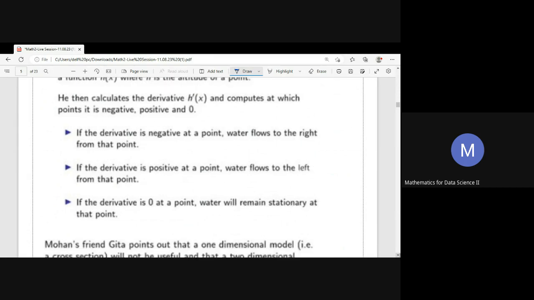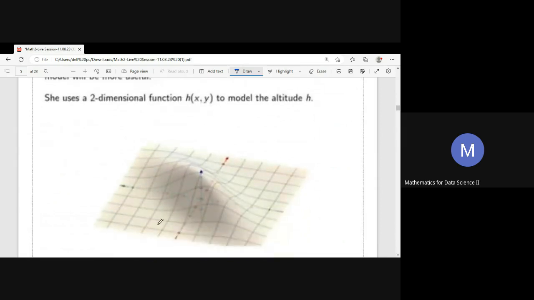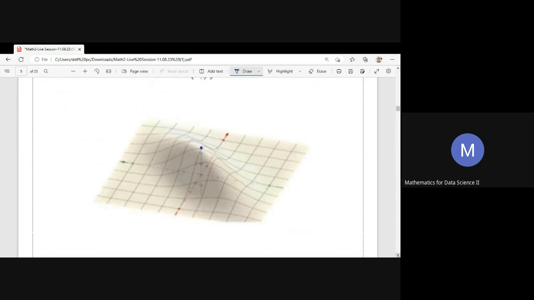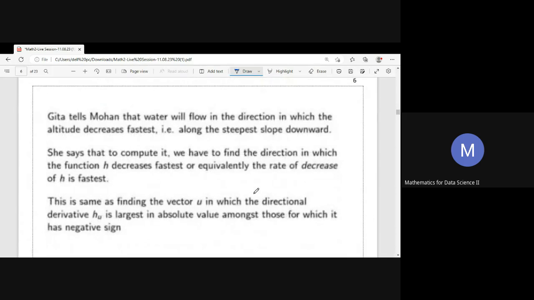But then a friend suggests that a 2D structure is not sufficient. You need a 3D figure like this. Now you have a structure of a hill, so the water can flow in this direction, this, or this. There are several possibilities in which the water can flow. To identify the direction in which it is flowing, we are going to use the concept of directional derivative.